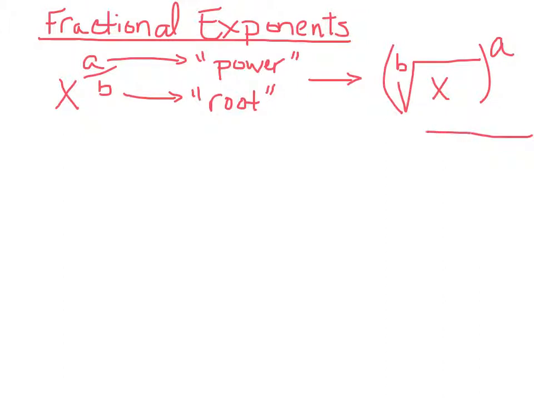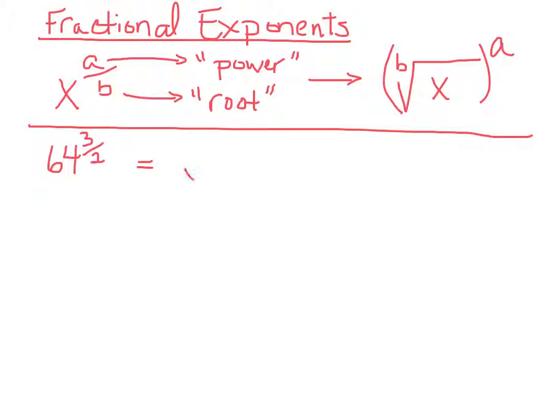So let's look at a little bit more of a concrete example. So let's say I have 64 to the 3/2 power. So another way I can write that then is power over root. So I take the base number and I put it underneath. Okay, now power is the 3 over the root, which is technically a 2 here. Now, I don't really write the 2 because it's a square root. You can, it's not wrong, but now you can kind of see where that's going.